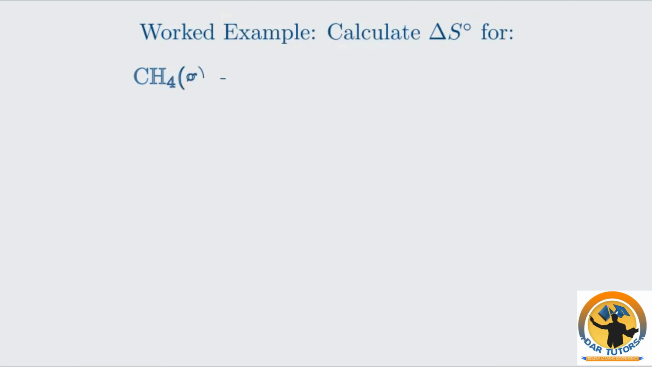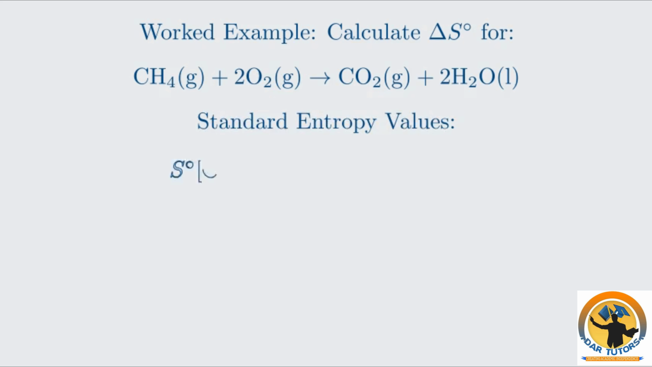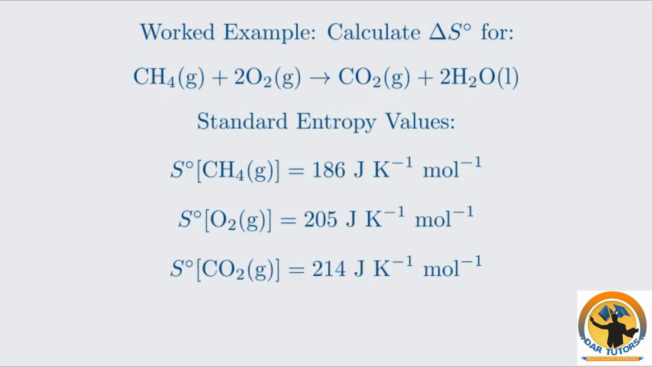Let's work through an IB-style example. We'll calculate the standard entropy change for the combustion of methane. First, we'll list the standard entropy values, S°, for each reactant and product, which we would find in the IB chemistry data booklet. Here are the values we need: methane, oxygen, carbon dioxide, and liquid water.